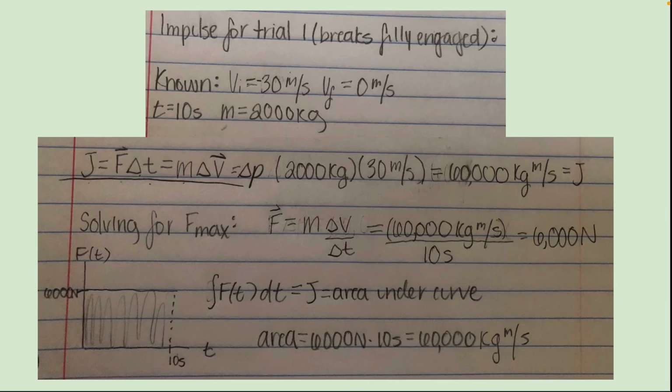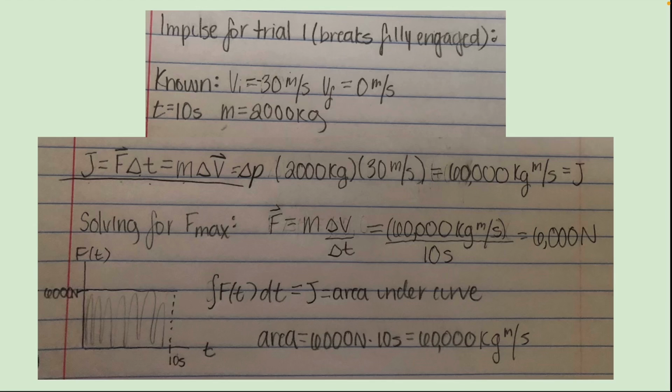To solve for force, I just rearranged that underlined equation, giving us mass times change in velocity over change in time, which normally is F equals ma. We can just plug in that 60,000 divided by 10, giving us 6,000 newtons for the force that the wheels are exerting to eventually bring the car to a stop after 10 seconds.